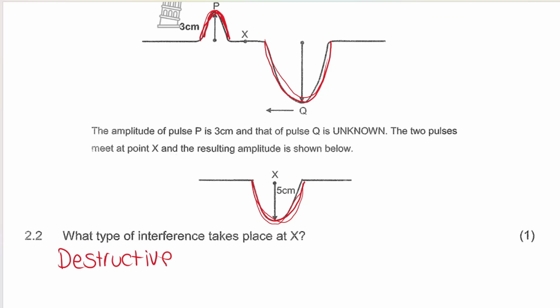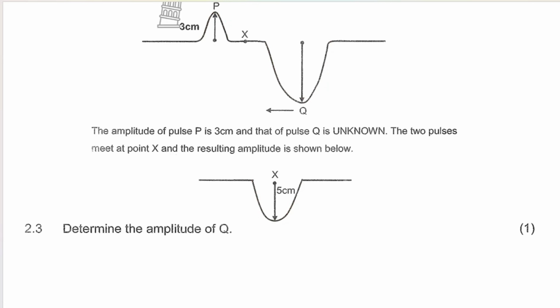destructive interference. Constructive interference is, for example, if I had a crest like that and I had a bigger crest like that and they're heading towards each other and then they combine to make a big crest. That would be constructive interference. This is clear destructive interference. Okay. Right. 2.3. Determine the amplitude of Q. If this is 3 going up, and then some unknown value going down, and afterwards the resultant is still 5 going down, I hope it makes sense to you that this must be 8 centimeters.